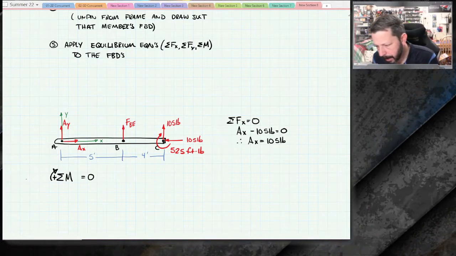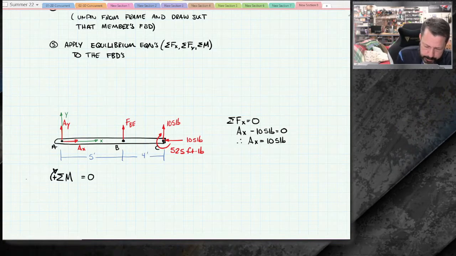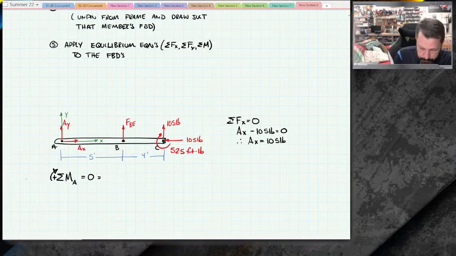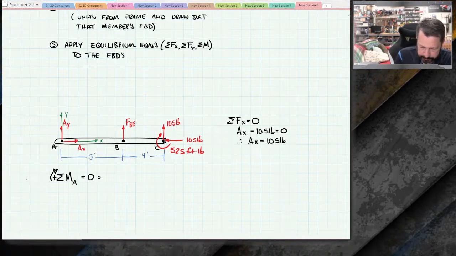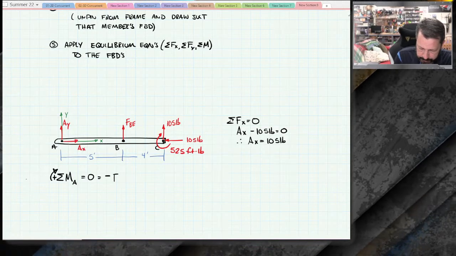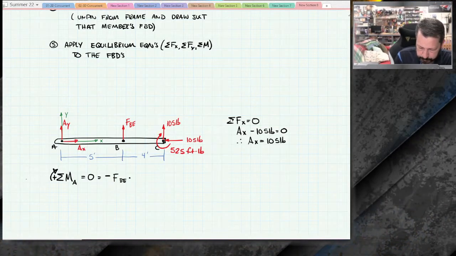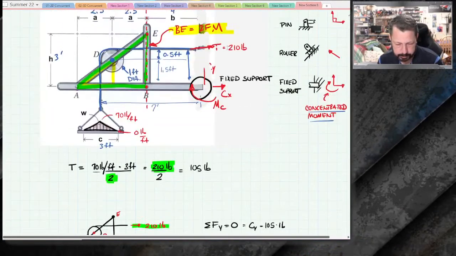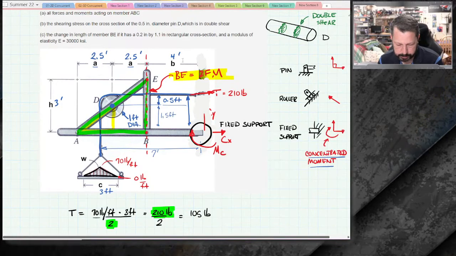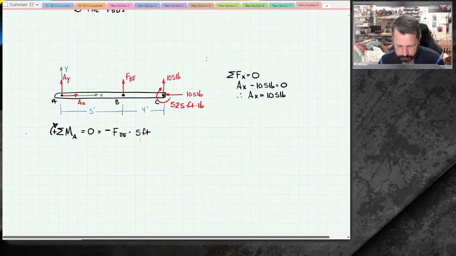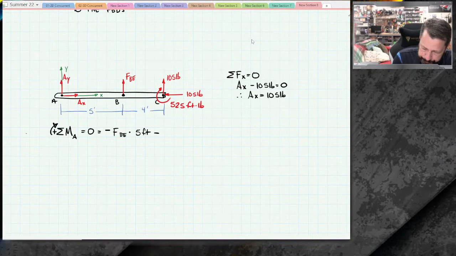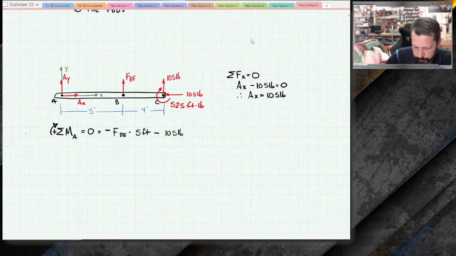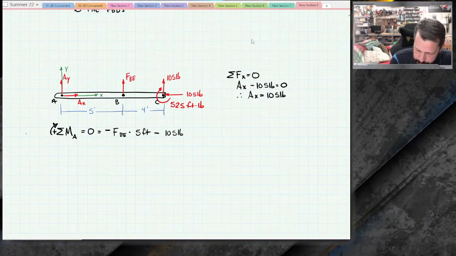So I'm going to say, let's do the summation of moments about A. Why not? So that will be the way I drew it. I said clockwise is positive. The way I drew BE is negative, counterclockwise. So FBE times 5 feet. Oh, I said I was going to check that moment arm of 4 feet. Let's check it. Yes, it is 4 feet up there. All right. Minus 105. This is the 105 on the far right at C, the vertical one. It has a 9-foot moment arm.